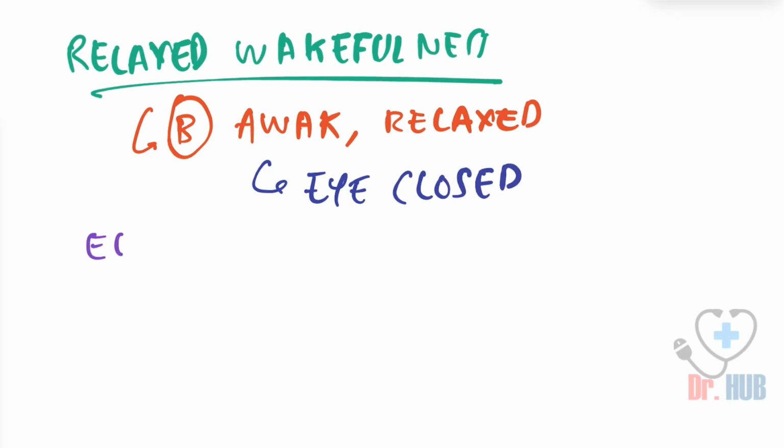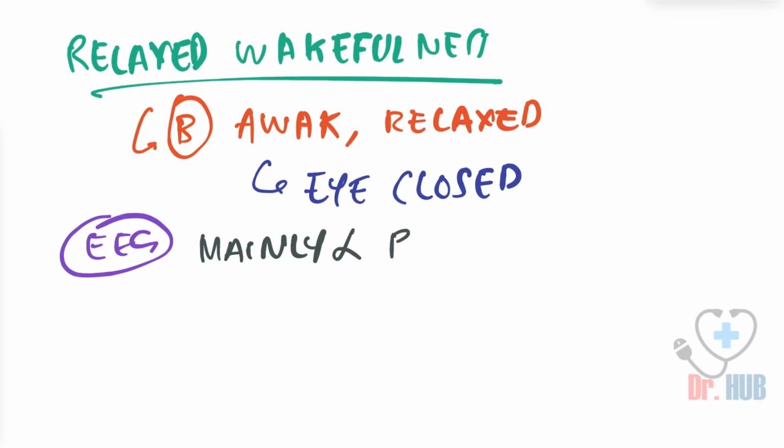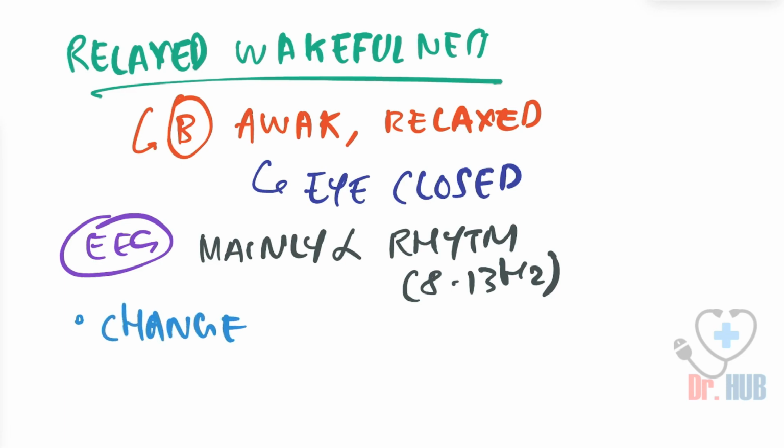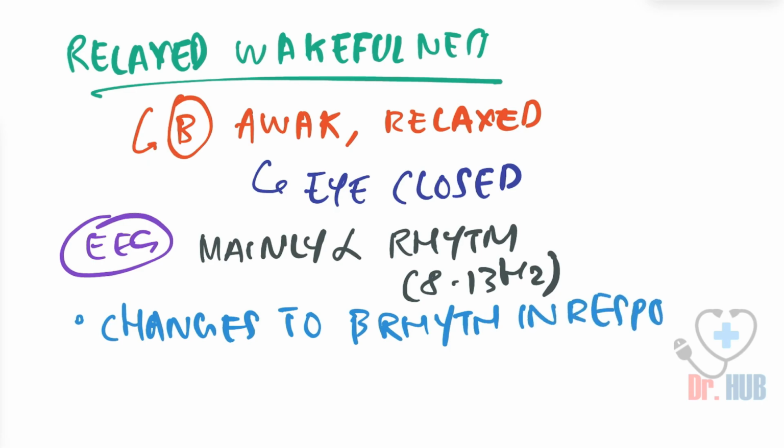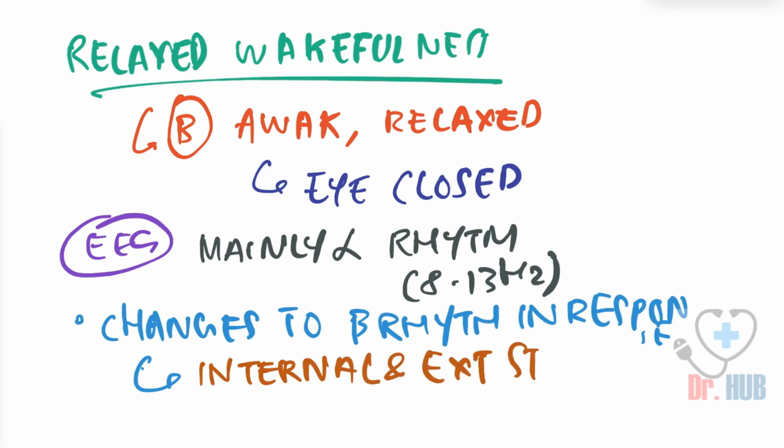So what is the EEG finding in this case? It is mainly the alpha rhythm, and it is about 8 to 13 hertz. And the next point is, it changes to the beta rhythm in response to internal and external stimuli.